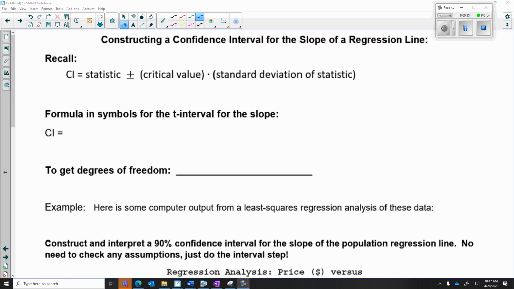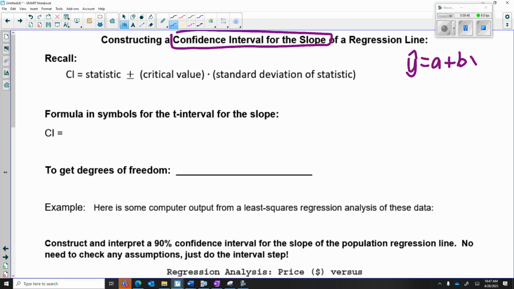So now what I'm going to do is talk to you about how I could create a confidence interval using this information. And specifically, they like to create a confidence interval usually for the slope. So the slope, you remember, is the b. That's the b, that's the slope. I'm going to highlight it again for you.